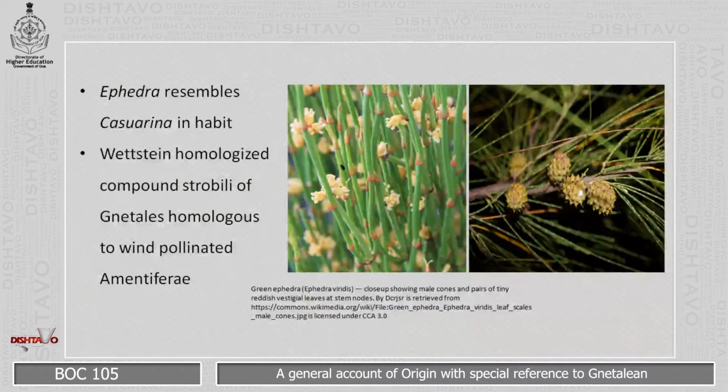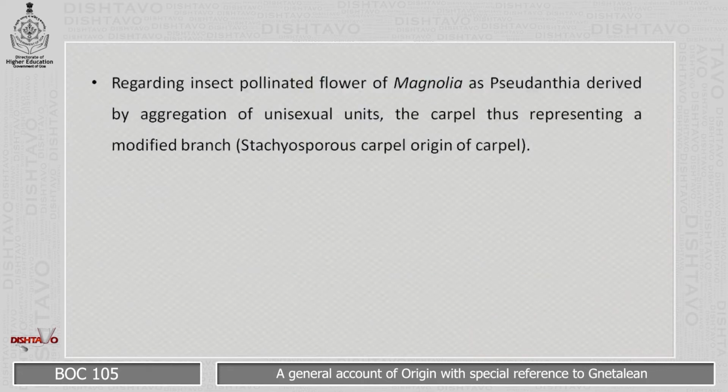Then Whetstone homologized the compound strobili of Gnetales to the wind-pollinated Amentiferae. Now, Amentiferae is an angiospermic group. Regarding the insect-pollinated flower of Magnolia as a pseudanthium, derived by aggregation of unisexual units, the carpel thus represents a modified branch, that is the stachyosporous origin of the carpel.